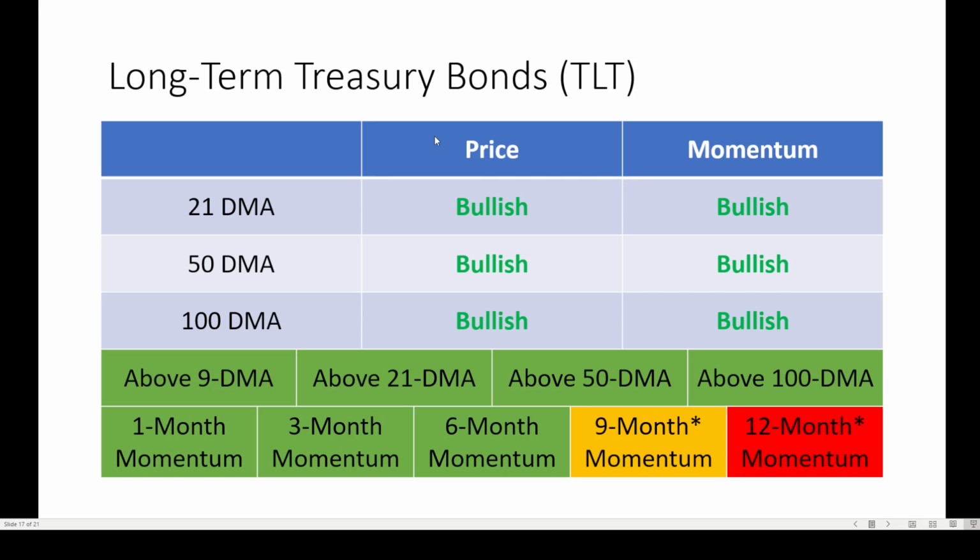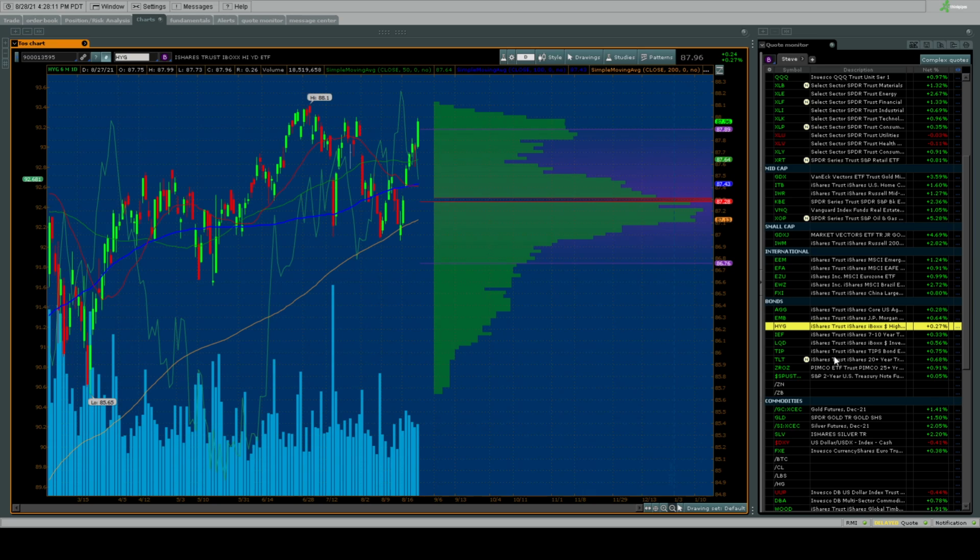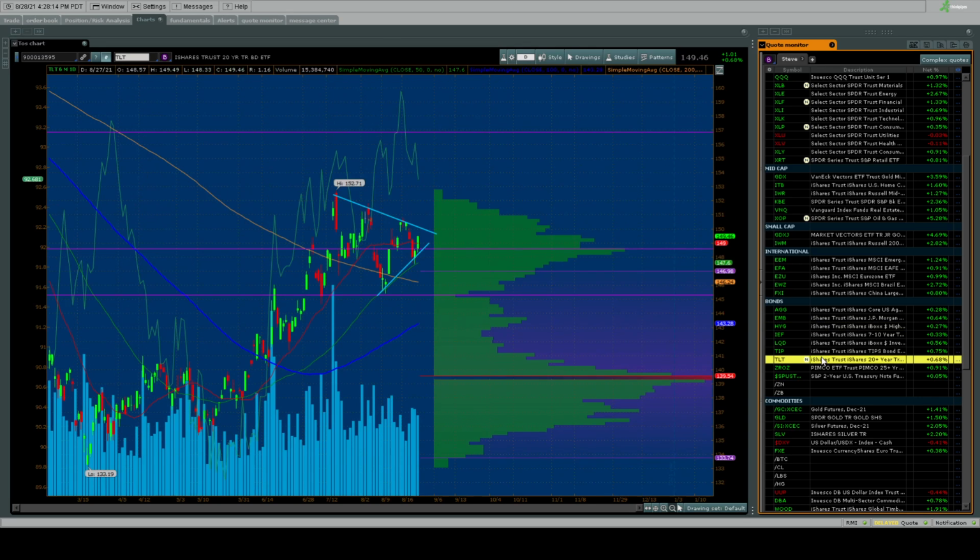Of course, we know Bond King, very bullish on treasuries, loves TLT. Price bullish, momentum bullish, above all the key moving averages. Nine-month momentum is now negative and rising. Twelve-month momentum flipped back negative and falling. And this nine-month not too far from triggering green, and TLT looking like a big breakout coming.